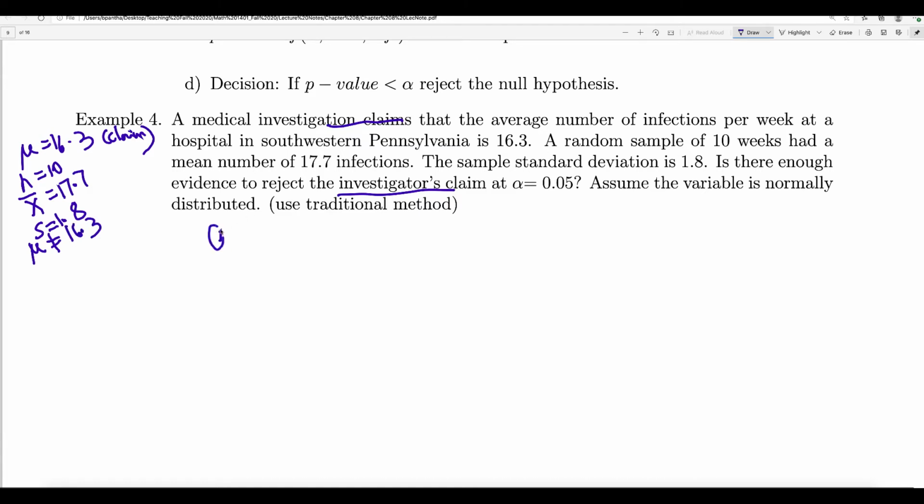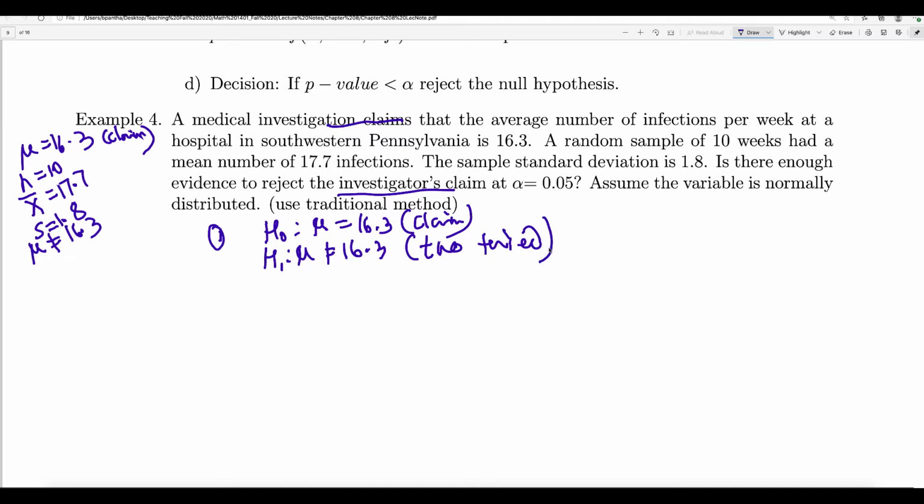So what is step number 1? Step number 1 is H0: mu equals 16.3, which is the claim, right? H1: mu not equal to 16.3. This is a two-tail test. This is useful. The tail is useful to find out the critical value or the p-value, right?